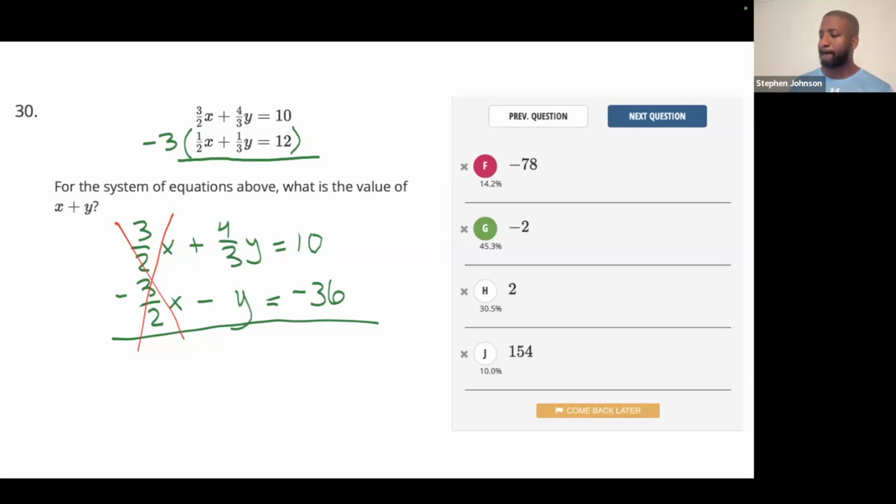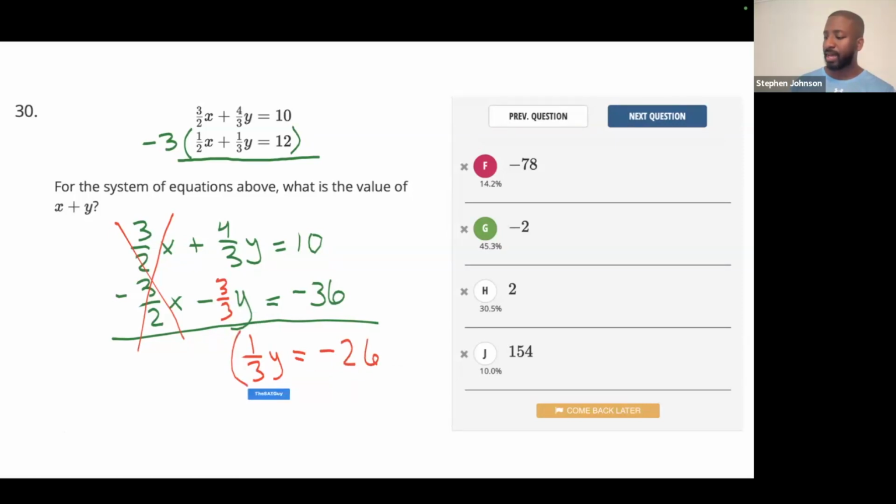4/3 y minus y is going to be equal to 1/3 y, right? Again, I can call this 3/3. 1y or -1y is the same as saying -3/3 y. We know that in order to add or subtract fractions, we have to have a common denominator. So that will give me the common denominator. 4/3 minus 3/3 is 1/3. So I have 1/3 y equals 10 minus 36, which is -26.